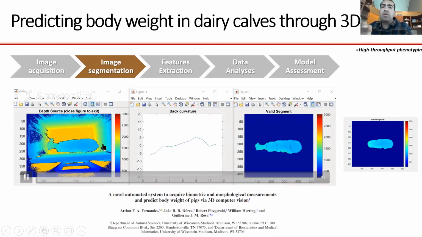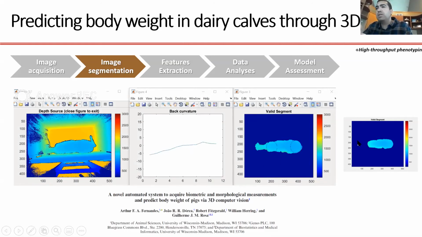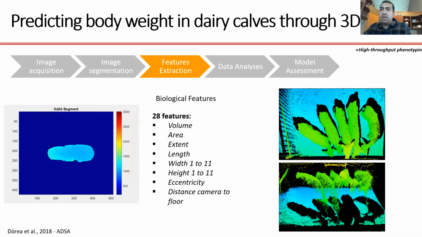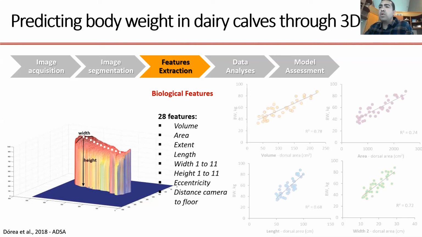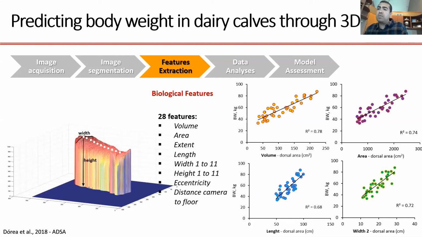We get all the best frames and we segment and only get the body without the head and without the tail. And we extract many features from that 3D image, okay? So we extract volume, area, length, extent, width, height, and we use those features to predict body weight. Right? So if we look at the association between volume, area, length, for example, and body weight, we can see a very strong association for the features extracted from the image and the body weight.